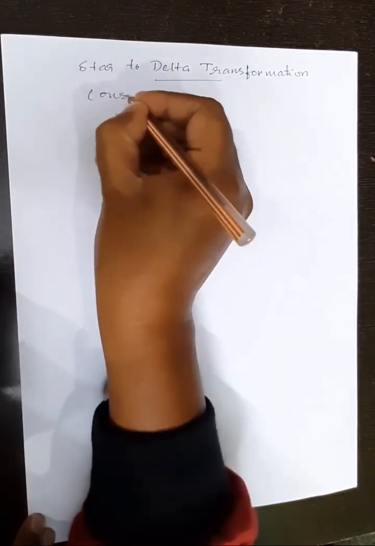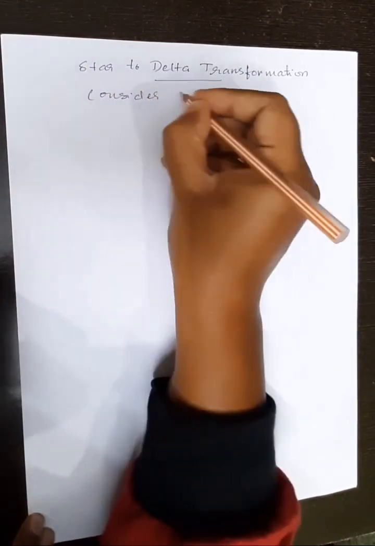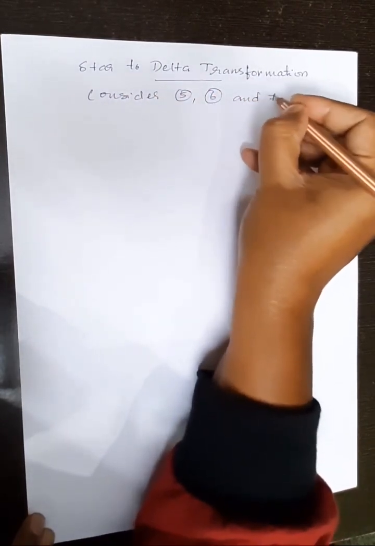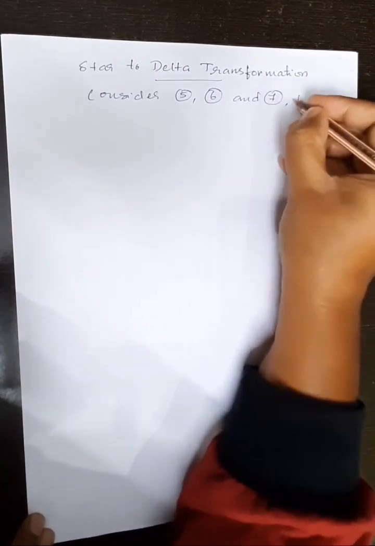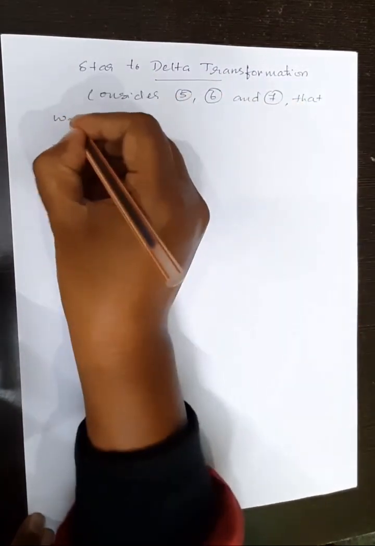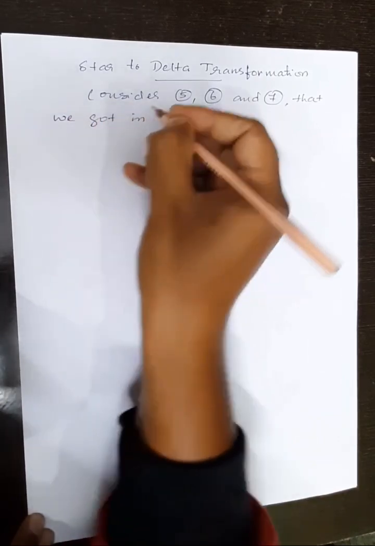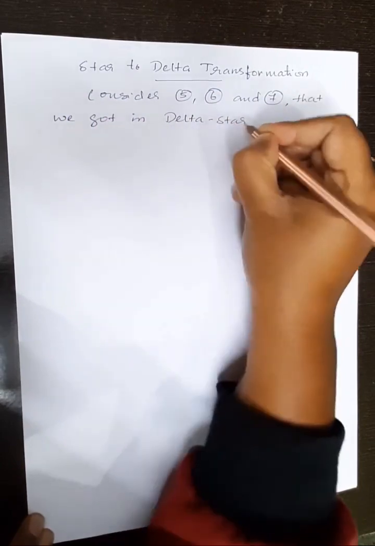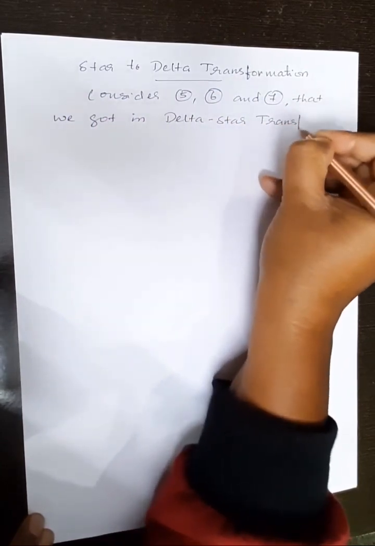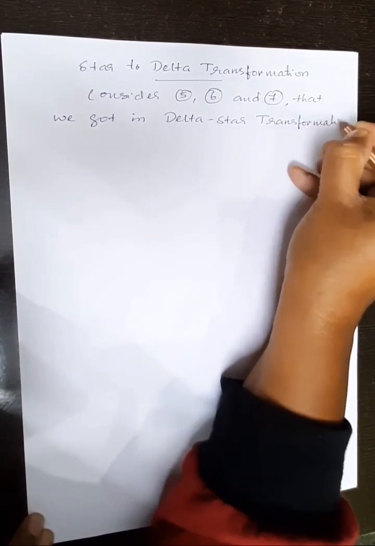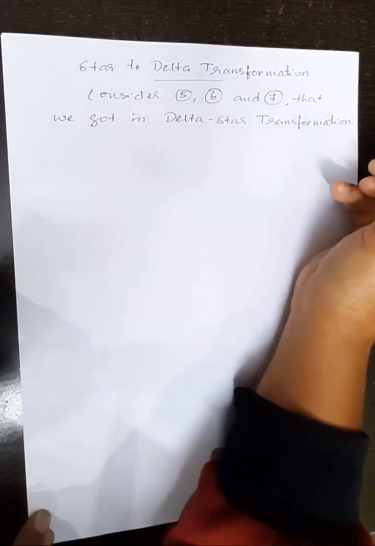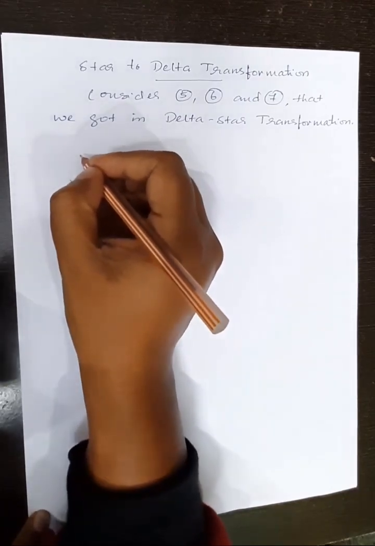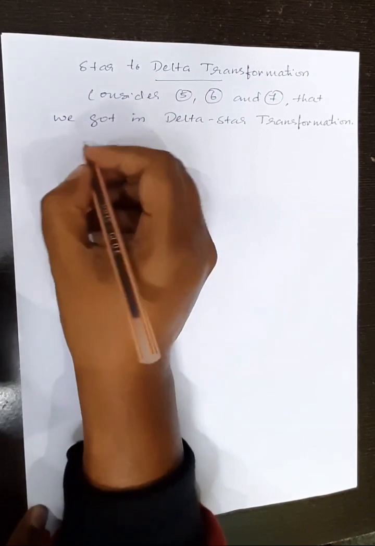Consider equations 5, 6 and 7 that we got in the delta star transformation. We shall now multiply the equations 5, 6 and 7.